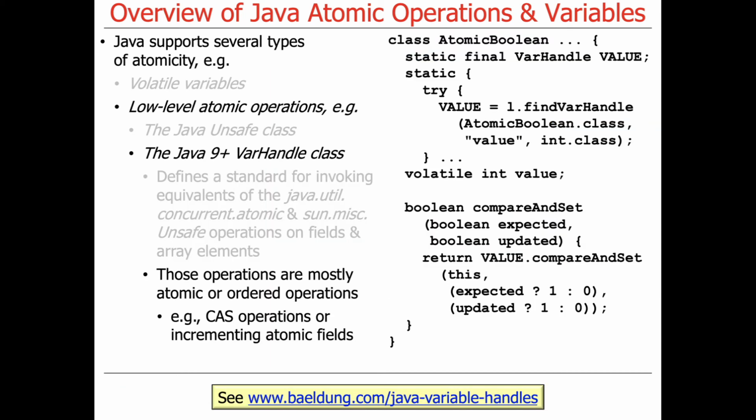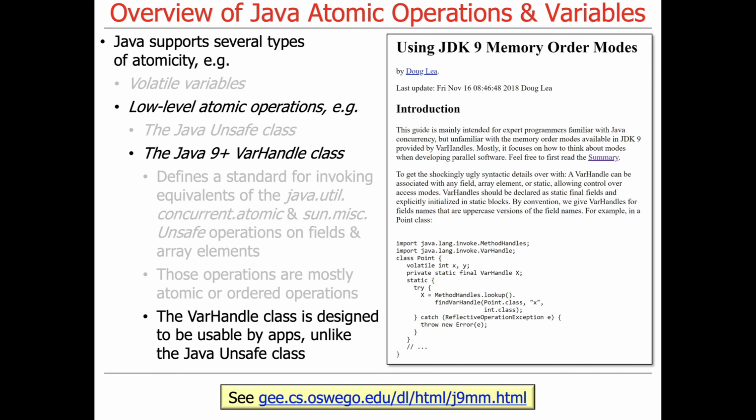And these operations that you can do with var handles, which I'm not going to talk about in great detail here because it's very cool but a little complicated, are primarily used for atomic or ordered operations, like compare and swap operations to implement atomic fields. And I'll explain that in more detail when we get to that point. So again, just to reiterate, the VarHandle class was designed to be used by apps, like the things we write, unlike the Java unsafe class, which was only intended for class library writers. And they've actually gone back and retrofitted a lot of the atomic classes in modern Java to use var handles instead of the unsafe class, so you can actually see how they work.